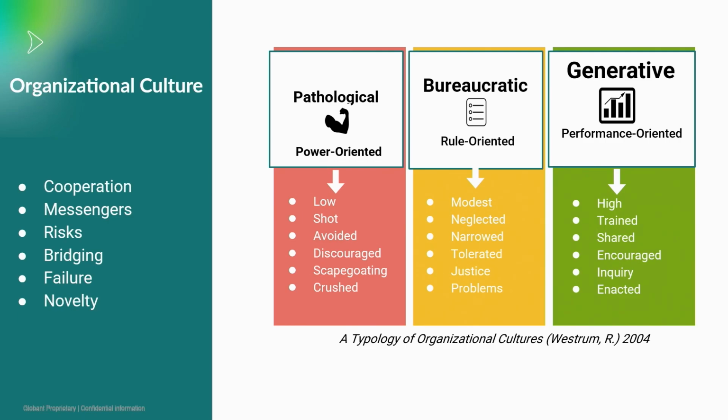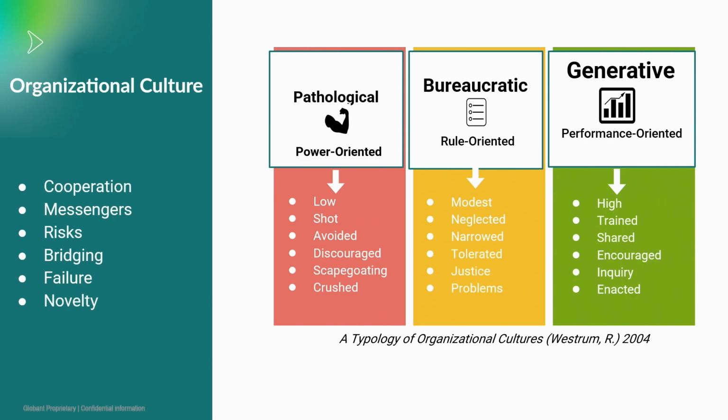And we used a typology of organizational culture created by Ron Westrum, a sociologist. In this typology, there are 3 types of culture in the team or organization. One of those is the pathological culture, where there is low cooperation, the messengers are shot, the risks are avoided, failure is scapegoated, and novelty is crushed. In the middle, we have bureaucratic cultures. They are not so bad as pathological, but they are modest. So the messengers are still neglected. The risks are narrowed, not avoided, but not encouraged.